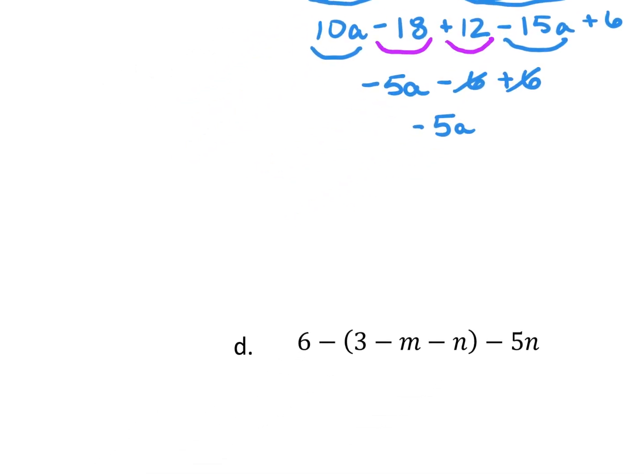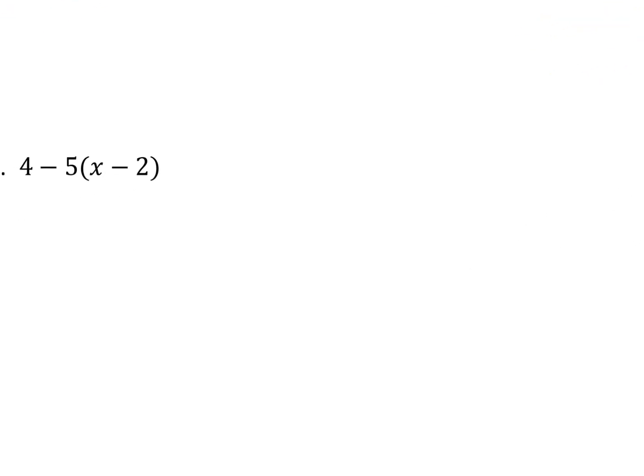All right, let's come down to another example. We have 4 minus 5 times x minus 2. And so here we do want to start with our distribution. And the important thing to remember is that because we do have this negative sign here, make sure that you also distribute it with the 5.